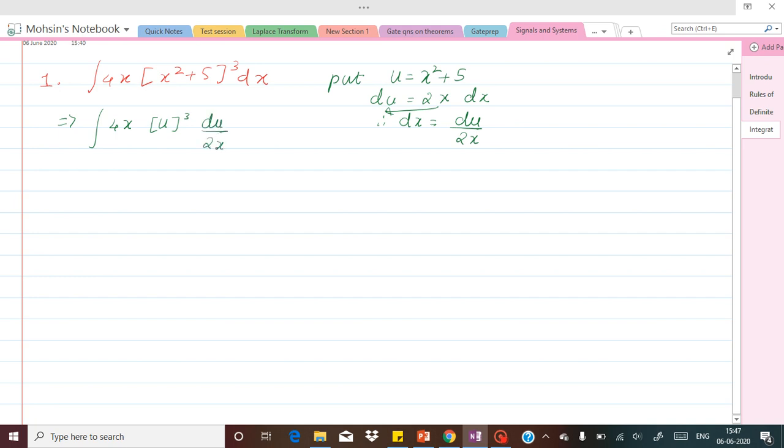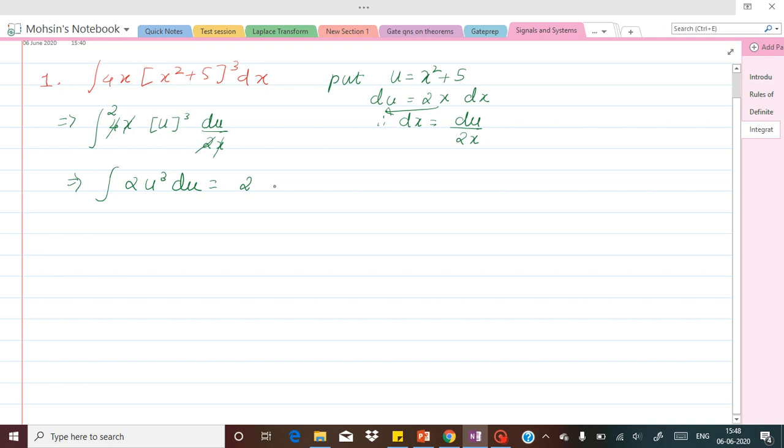Now what will happen when you do that substitution? This x term is going to get cancelled. Okay, and also this 2 will be cancelled, and here you are going to get the constant 2. So therefore what we get finally here is integration of 2 u raised to 3 du, which can be evaluated very easily.